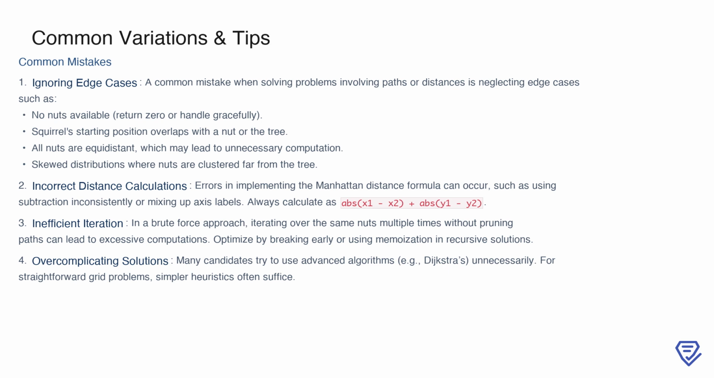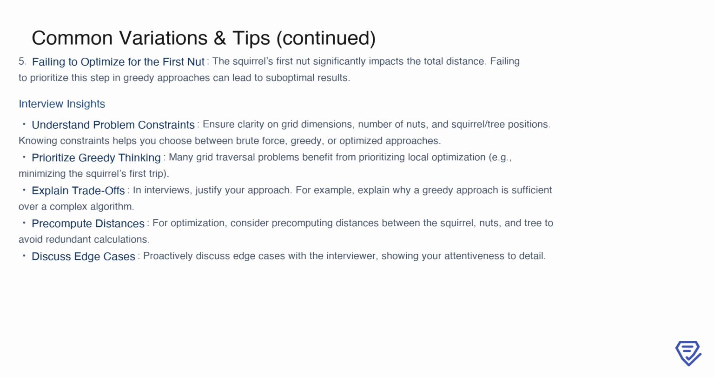Inefficient iteration is another issue, especially in brute force approaches. Iterating over the same nuts multiple times without eliminating redundant paths can significantly slow your solution. Finally, overcomplicating the problem is a trap many fall into. While advanced algorithms like Dijkstra's might seem appealing, simpler heuristics are often sufficient for grid-based problems like this one. One specific aspect to focus on is optimizing for the squirrel's first nut. This choice has a major impact on the total distance traveled, so failing to prioritize it in a greedy approach can lead to suboptimal results.